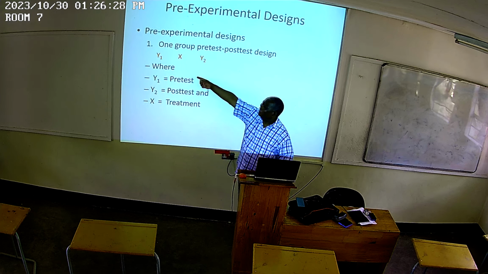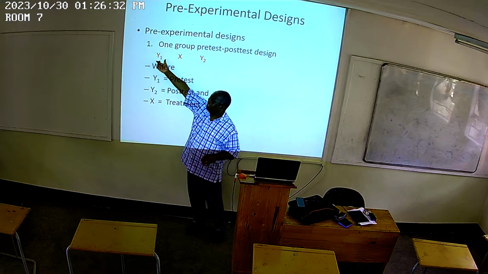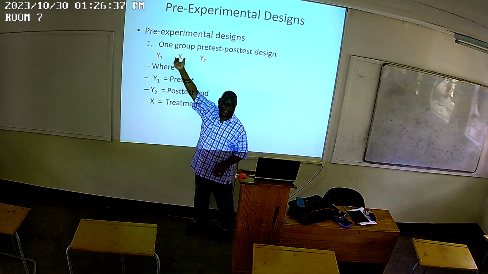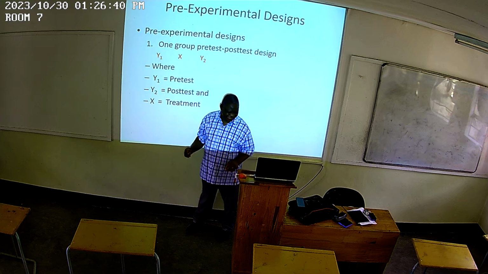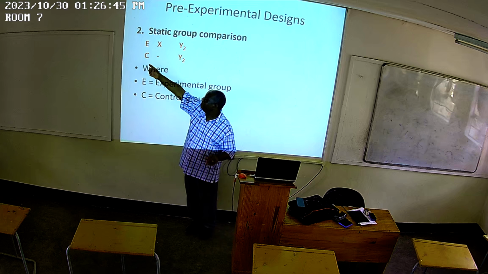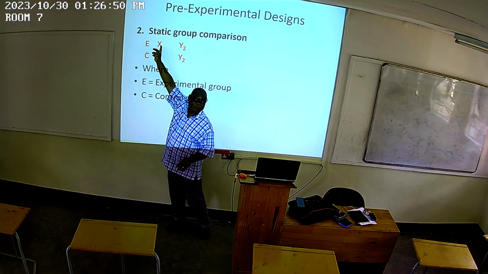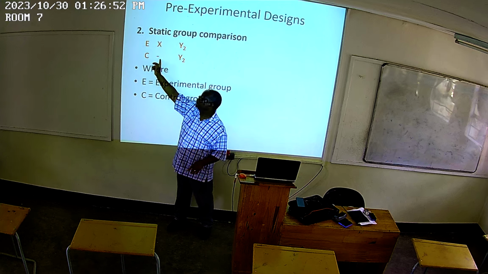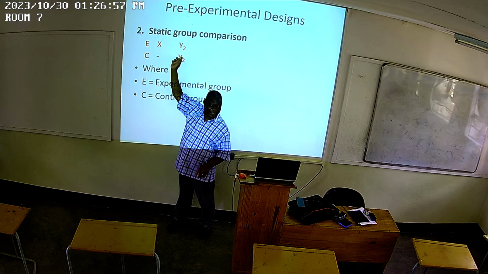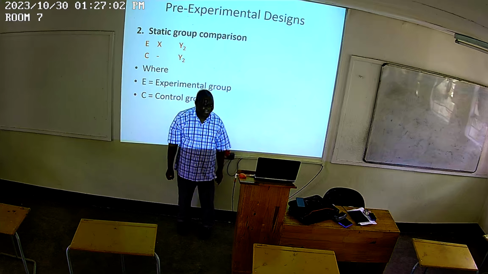If you look at it, as I was saying here, you are measuring the dependent variable here, you are also measuring it here, and you are implementing the treatment there. Okay? We have created two groups: an experimental group and a control group. In the experimental group, you give them a treatment; in the control group, you don't give them anything. So you check their performance.